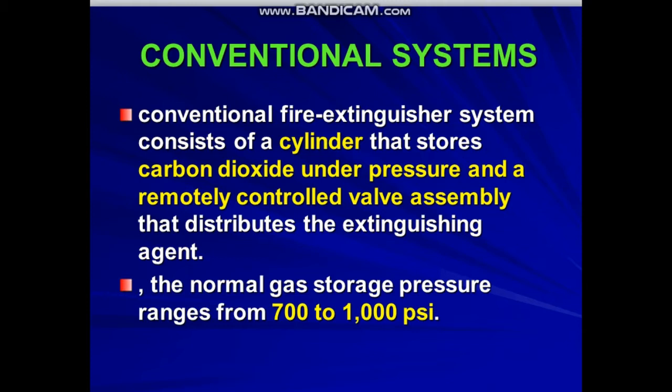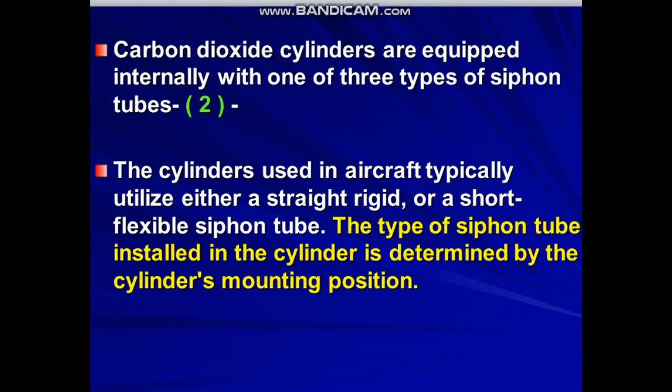A conventional fire extinguisher system consists of a cylinder that stores carbon dioxide under pressure and a remotely controlled valve assembly that distributes the extinguishing agent. The normal gas storage pressure ranges from 700 to 1000 psi.